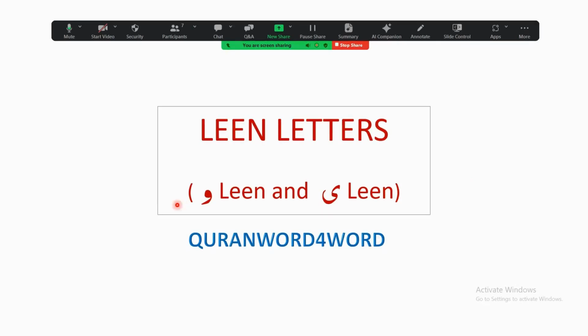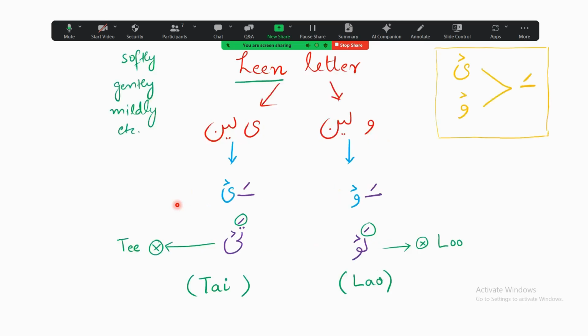Okay. So earlier we discussed the letters of elongation, which were the madd letters, the huroof al-madd. They were three in number. They had something to do with sakin, and they had something to do with the three letters alif, waw, and ya. So in the case of lean letters, they again have something to do with sakin, as you will see inshallah. But in this case, these are just two in number. There isn't an alif here. These are just the waw and ya letters. So waw lean and ya lean.